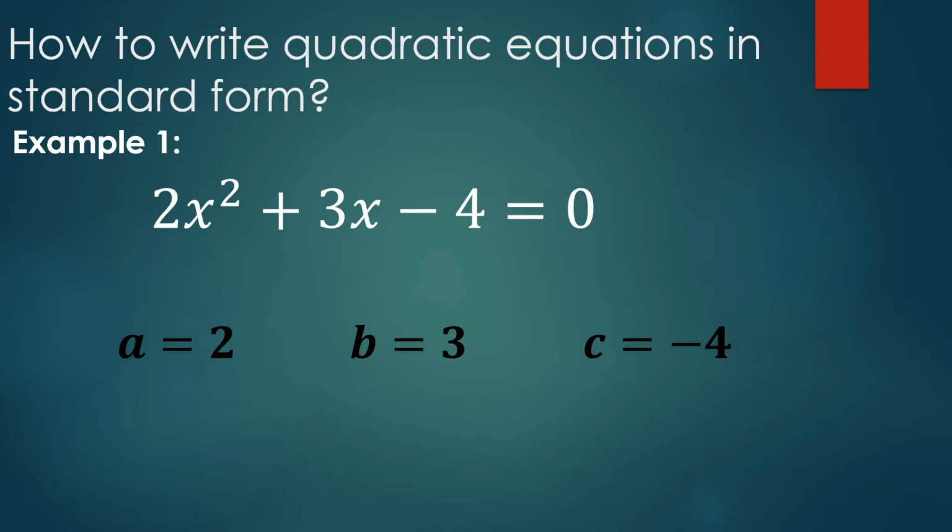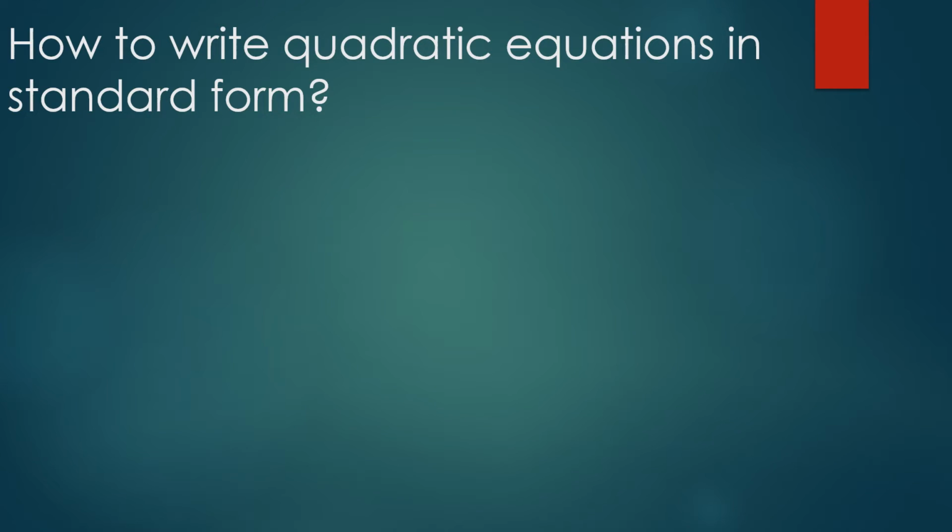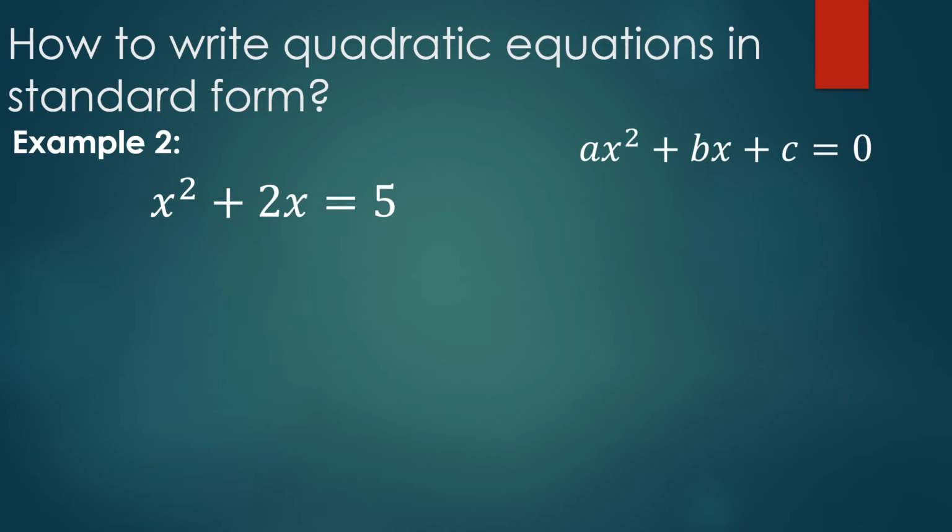Another example. Example number 2. x squared plus 2x is equal to 5. Is this equation already in a standard form? Or does this equation follow the form ax squared plus bx plus c is equal to 0? Not yet, right?